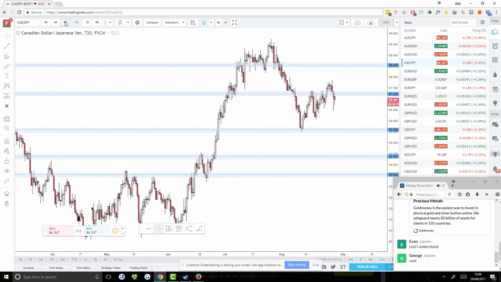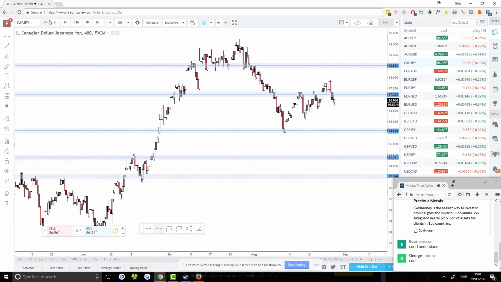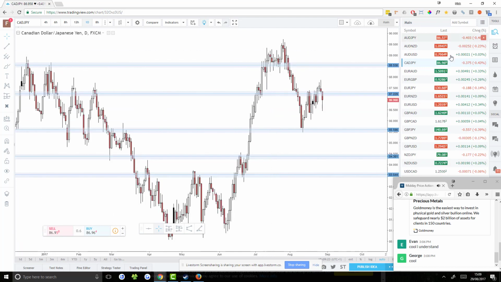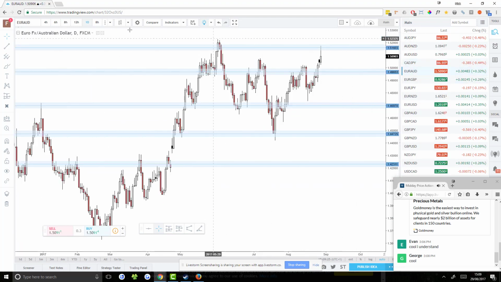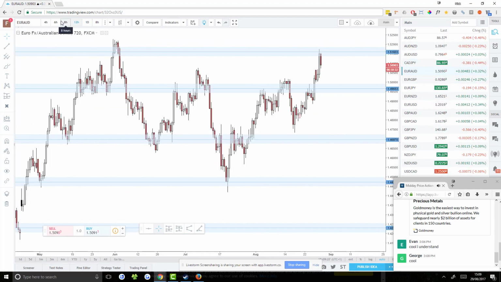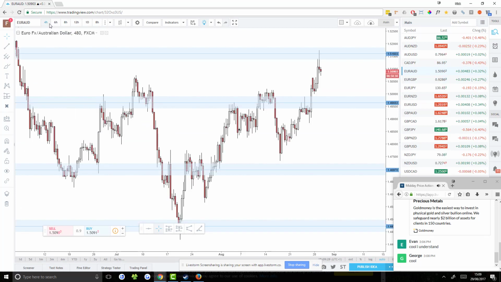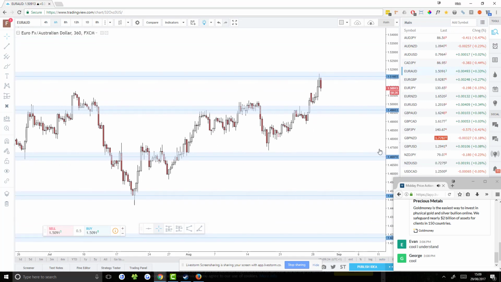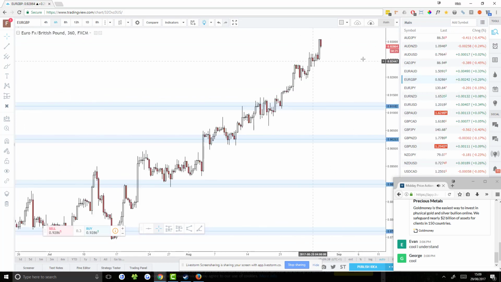CAD/JPY. Yeah, nothing much going on there either. Euro AUD, it's hit that resistance up top and it's pulled back from it. Not much opportunity there. It would be too late to enter a short trade even if you wanted to.